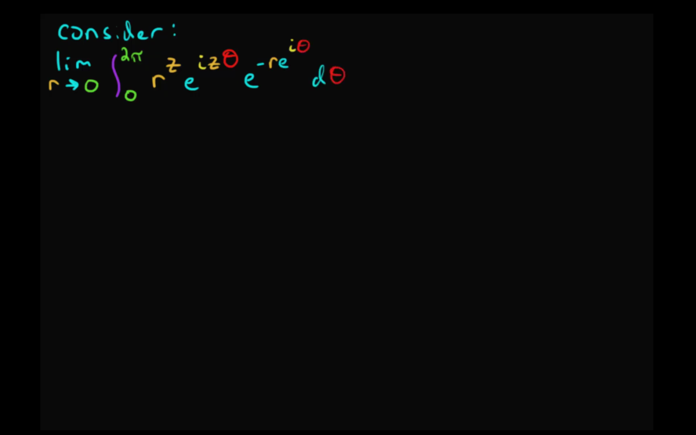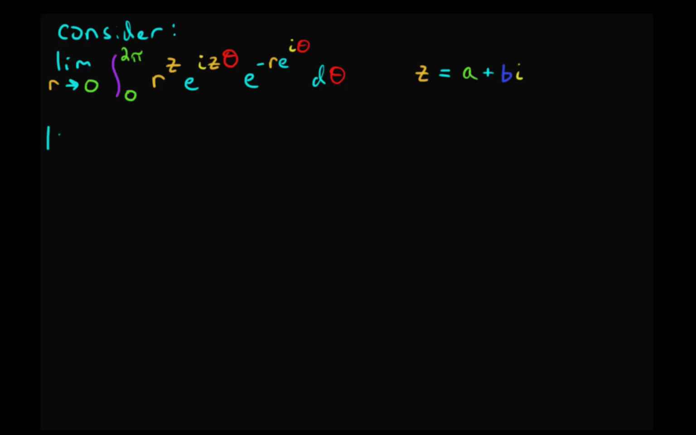So let's consider the limit as r approaches 0 for this integral expression, and we can ignore for the moment the constant factor i that was out in front, since that's not going to affect its limiting behavior. So we have the limit as r approaches 0 of the integral from 0 to 2 pi of the product of terms r to the z, where z is a complex number, times e to the i times z times theta, times e to the negative r times e to the i theta d theta. And again, z is a complex number of the form a plus b times i.